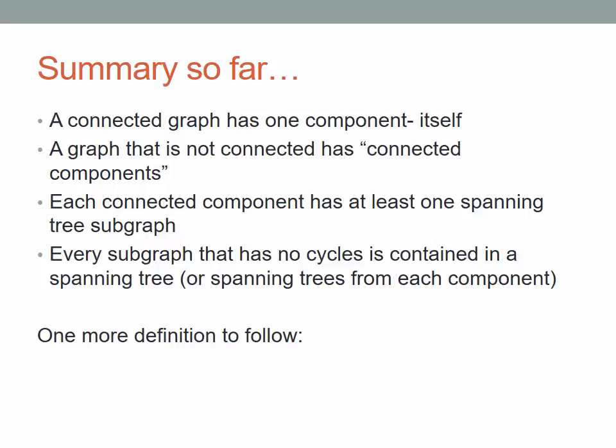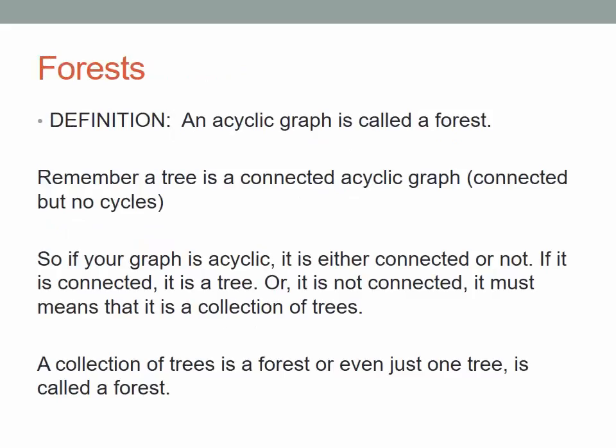So we have one more definition. A forest. An acyclic graph is called a forest. Well, what's missing? An acyclic connected graph is a tree. So, since we're not saying it's connected here, it may very well not be connected. In other words, you would have a collection of trees. Isn't that cute? A collection of trees is called a forest.